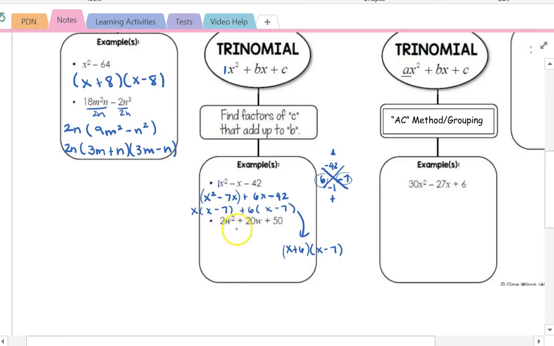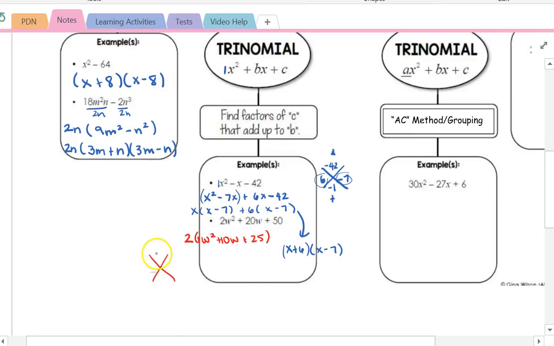Okay, then looking at the second one, I'm going to switch colors just since we're getting a little tight with space here. So I have 2w squared, 20w, and 50. They have a factor of 2, so I'm going to pull out that 2. So I have w squared plus 10w plus 25. Okay, so don't count this 2 as your leading value, count your 1 as your leading value. So a times c is 25.